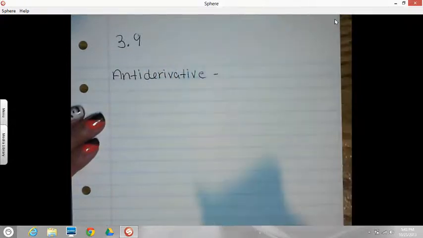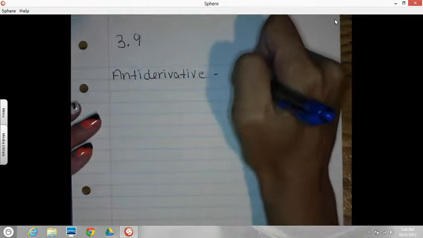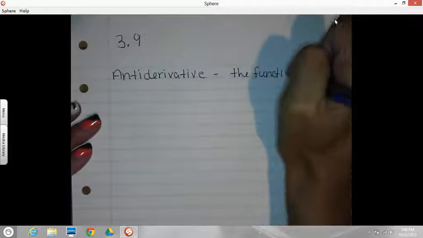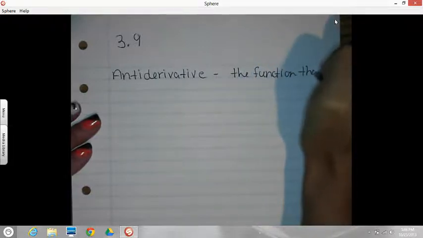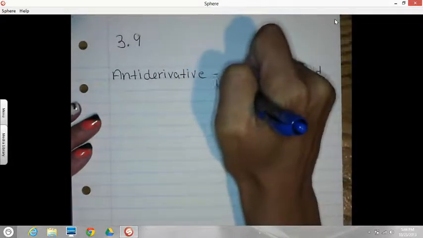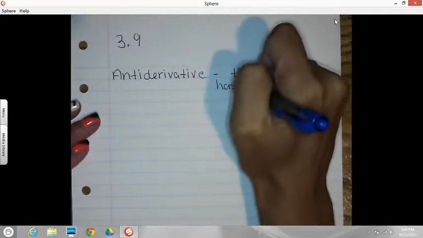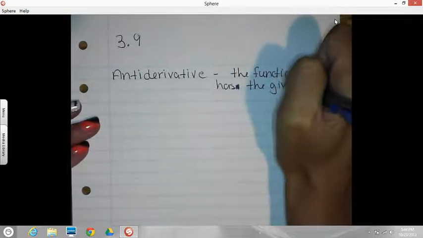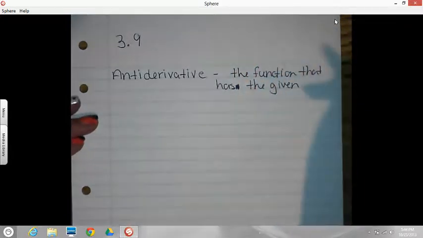So an antiderivative is the function that has, without an e, that has the given function. It actually has the given derivative.